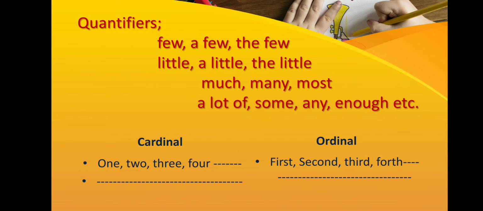Now next, and the last one, is quantifier determiners. Few, a few, the few, little, a little, the little, much, many, most, a lot of, some, any, enough, etc. It means the words that are placed before a noun and tell about the quantity. Such types of determiners are called quantifiers. And cardinal numbers and ordinal numbers are also called quantifiers. Cardinals are 1, 2, 3, 4, 5, 6 and ordinals are first, second, third, fourth.